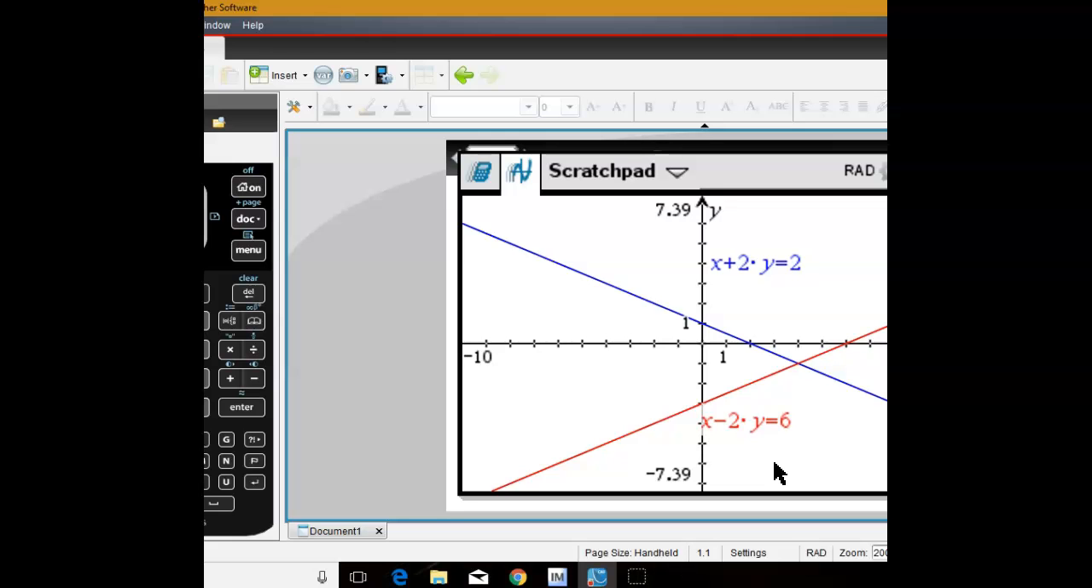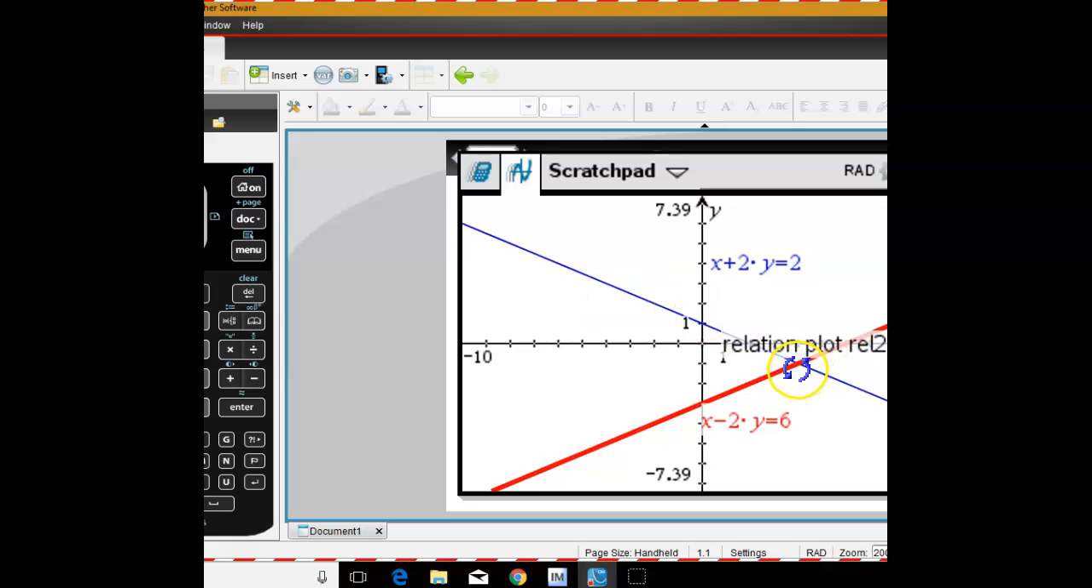Oh, you guys, if you could see that, that would be nice, huh? Why in the world would you let me go on and on and on and not tell me? All right. So these two graphs, these two lines, they intersect at this point. That point is 4, negative 1.